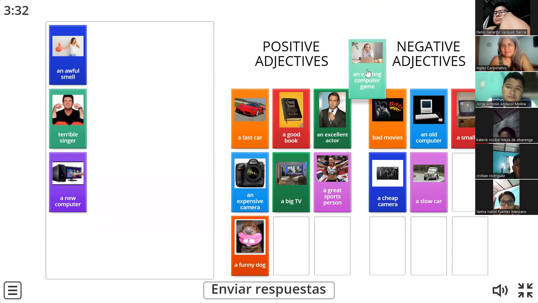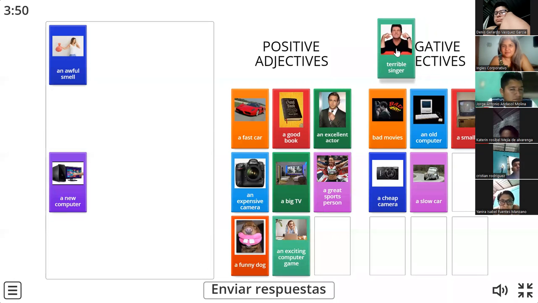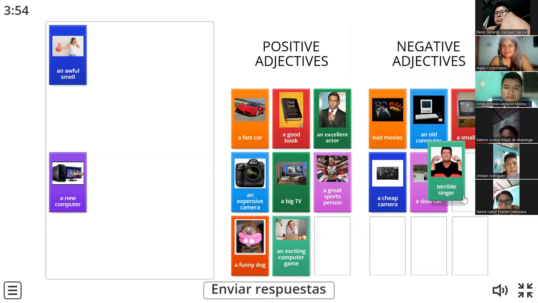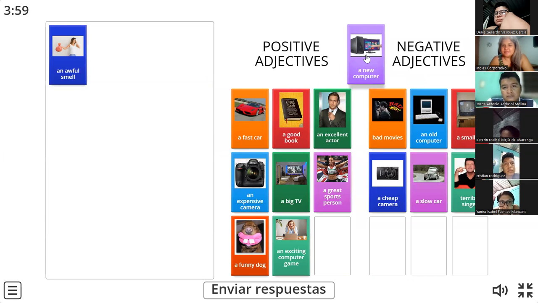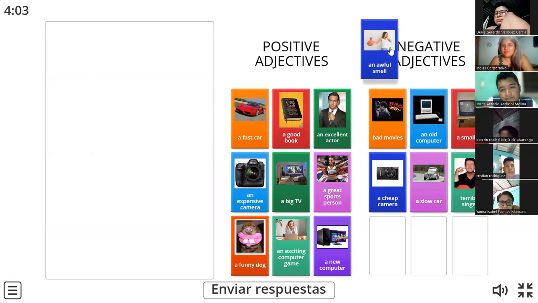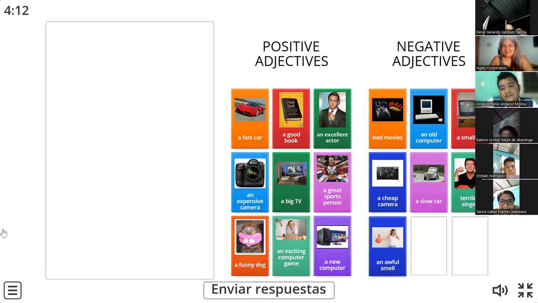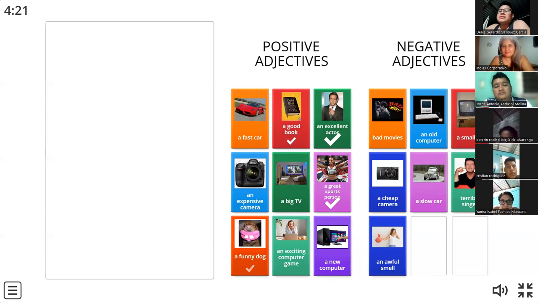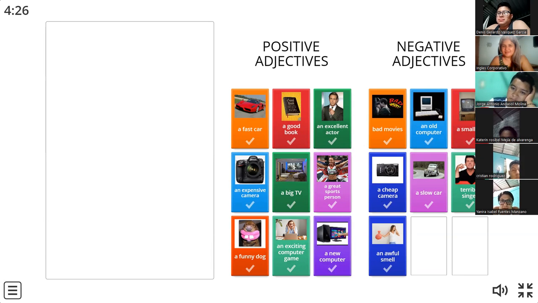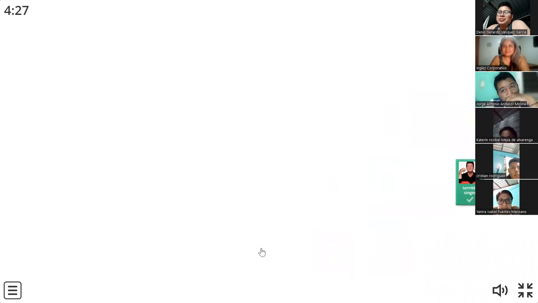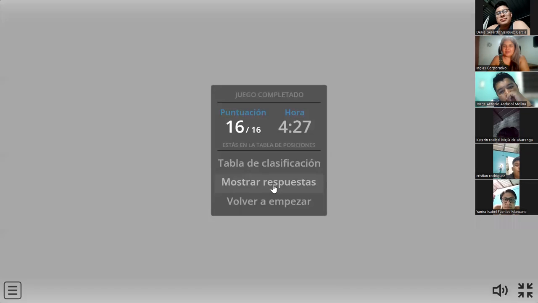An exciting computer game. Do you know what exciting is? Exciting is like emocionante. Positive. A terrible singer. Negative. A new computer. Positive. And an awful smell. Awful is like a oof. Negative. Horrible, apesta. Okay, let's check. Very good. Muy bien. All of them were good.